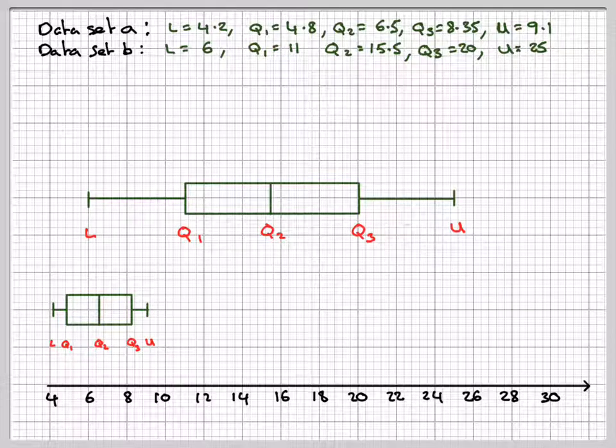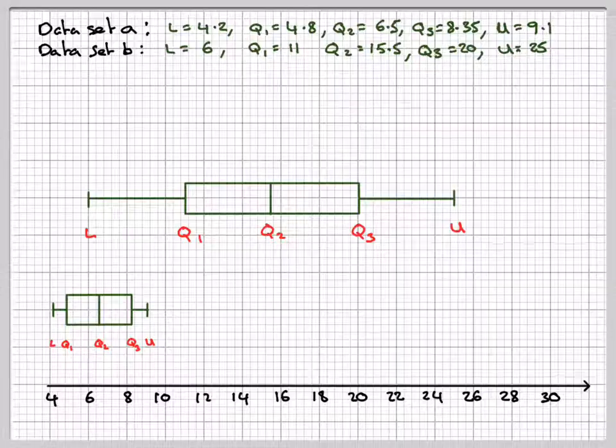This is much more spread out than this one, and that's one of the main things we can tell by just looking at the diagram. This is called a box and whisker plot. It needs to have some sort of scale on the bottom for it to be meaningful. Now these can actually be drawn, and all this information can be found on your calculator.